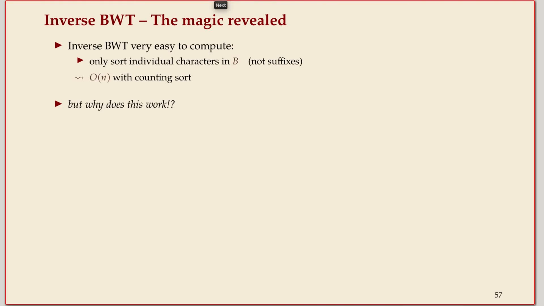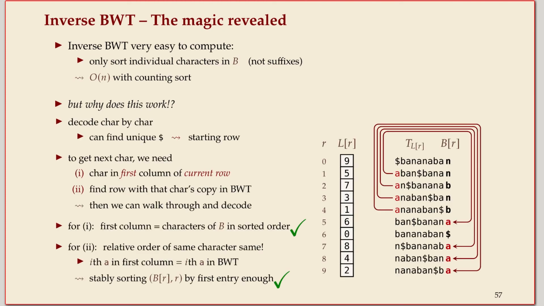Why is the inverse BWT algorithm that I've shown you before the break correct? Why is it recovering the original text from the Burrows-Wheeler Transform? Let's look at how we would do this, not knowing this elegant and simple procedure.